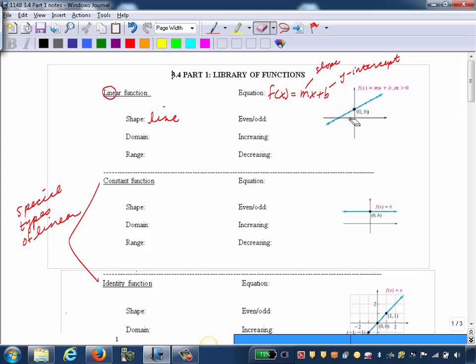So here's an example. Here's our b, our y-intercept, (0, b), where it's crossing the y-axis. And this line, because it slopes up as we move left to right, we know it has a positive slope. m is greater than 0. So this is just an example.